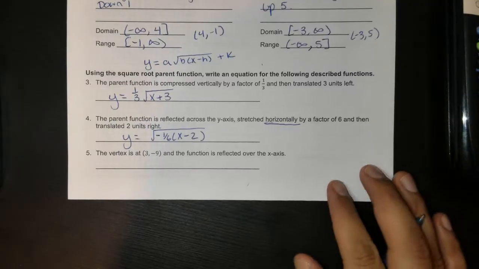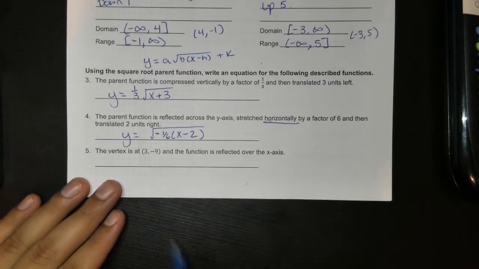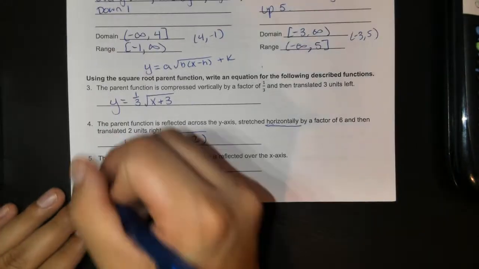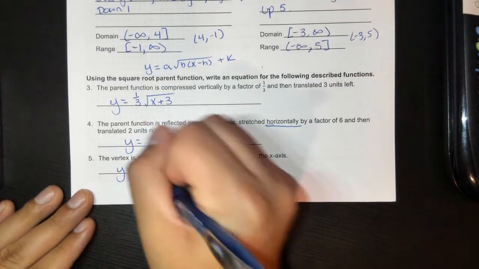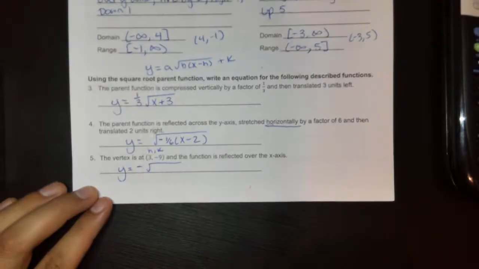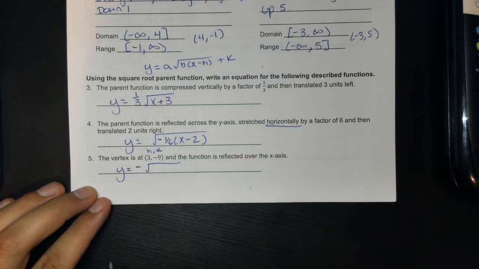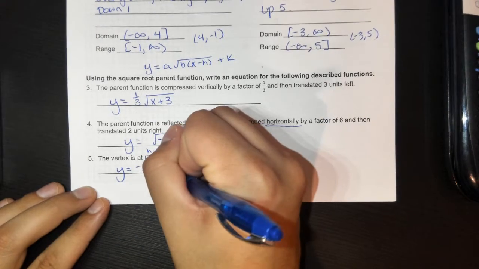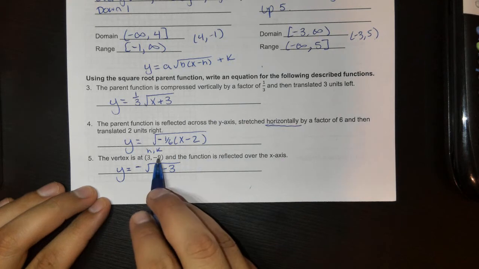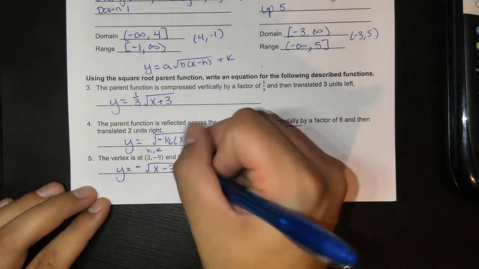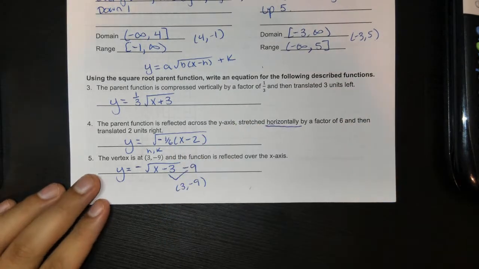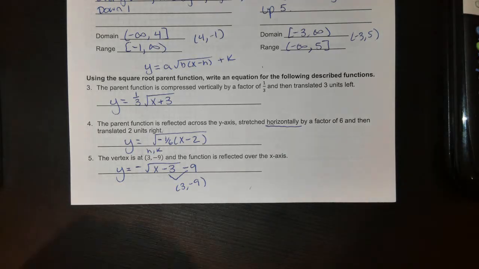For number 5, this time we have the vertex given to us, so we have h and k. And the function is reflected over the x-axis, so we need a negative at the very front of the square root. Our vertex is 3, negative 9. Since the vertex is at 3, we know we went right 3, so this would be x minus 3 on the inside. K is negative 9, so this shifted down 9, so minus 9 on the outside. So the vertex is at 3, comma, negative 9. Let's move on to the next page.